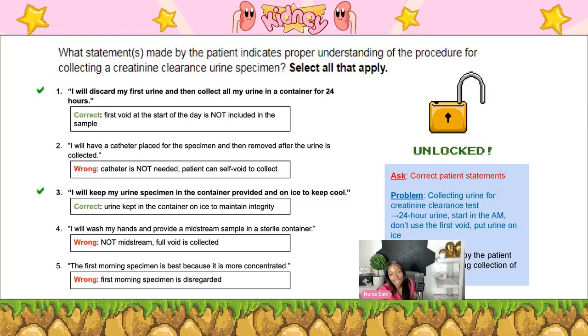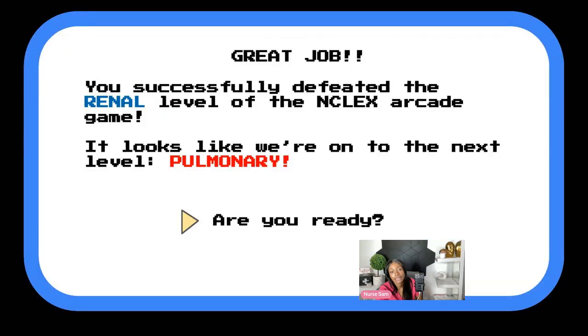This is NCLEX Arcade, by the way. You guys want to do another round? This one was renal, so we can see what our next thing is. Okay, boom. Woo! You successfully defeated the renal level of the NCLEX Arcade game. It looks like we're on to the next level, which is pulmonary. Are you ready? All right.